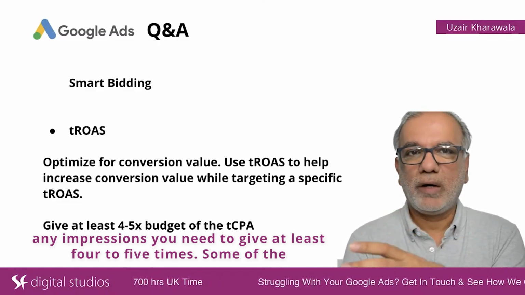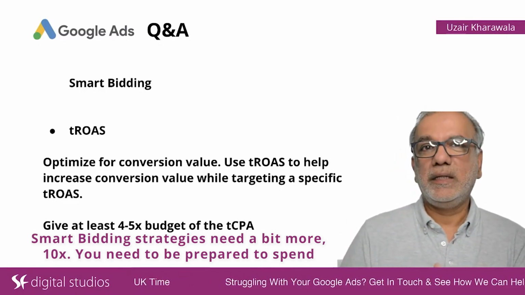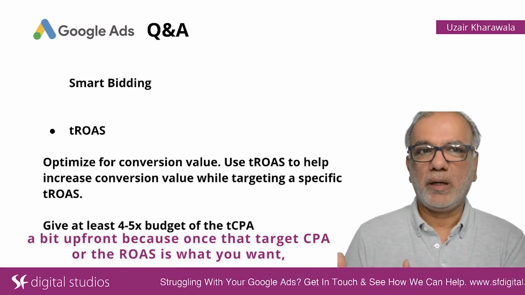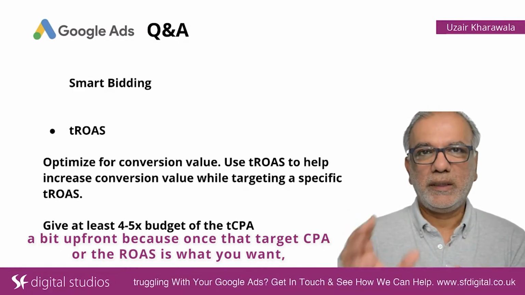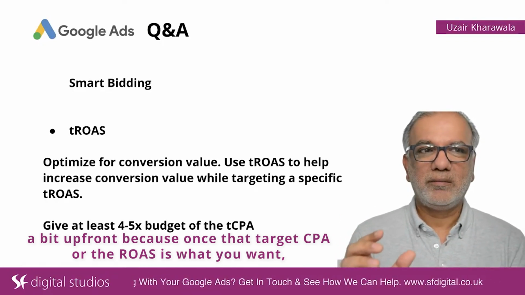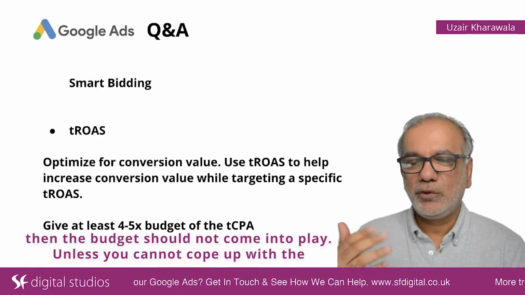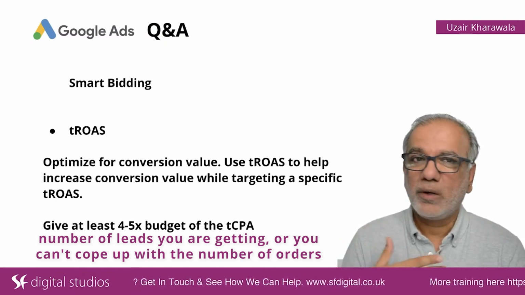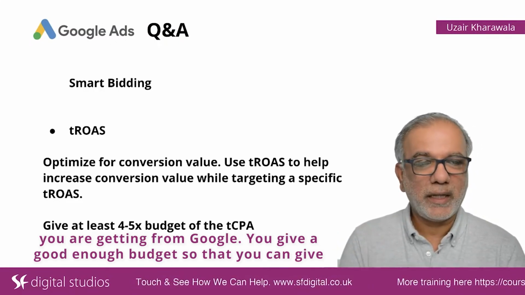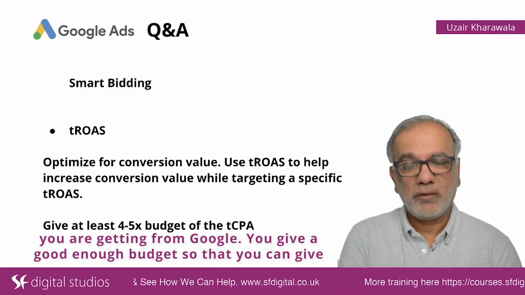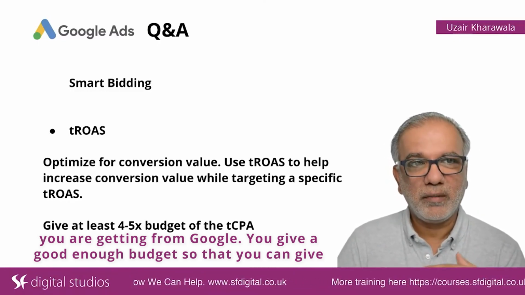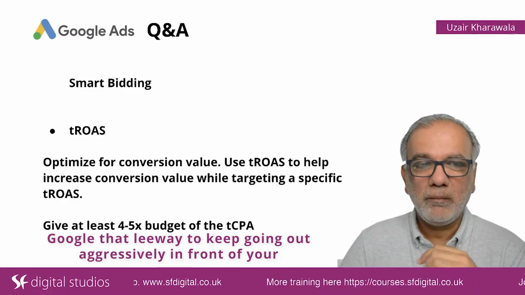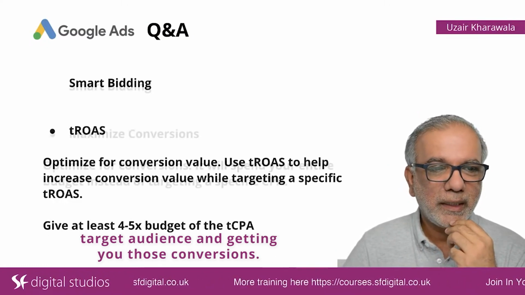You need to give at least 4 to 5 times. Some of the smart bidding strategies need a bit more, 10x. So you need to be prepared to spend a bit upfront, because once that target CPA or the ROAS is what you want, then the budget should not come into play unless you cannot cope with the number of leads or orders you are getting from Google. So you give enough budget so that Google has the leeway to keep going out aggressively in front of your target audience and getting you those conversions.